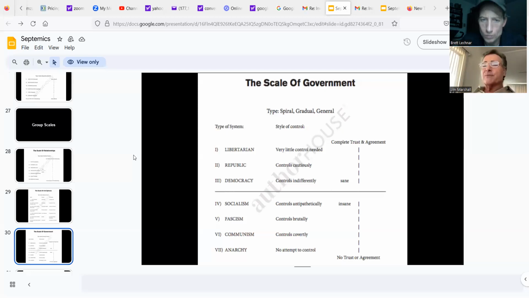Remember, the definition of a spiral scale is there is an apparent congruence between 1 and 7, which can be very misleading and lead to catastrophic mistakes. Okay, so this is a gradual scale, meaning there's no quantum leap from level to level, it's gradual. And it's a general scale, meaning you find where a particular government is, whether it's a municipal government, state government, federal government, whatever, you find the level and then you're done. Then you know to shoot for the next level up.